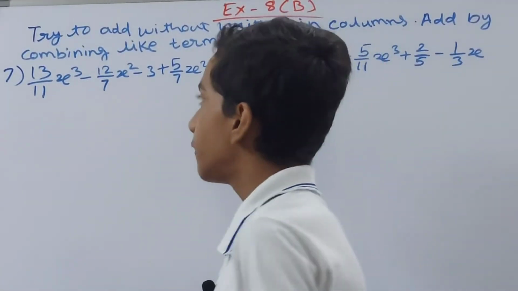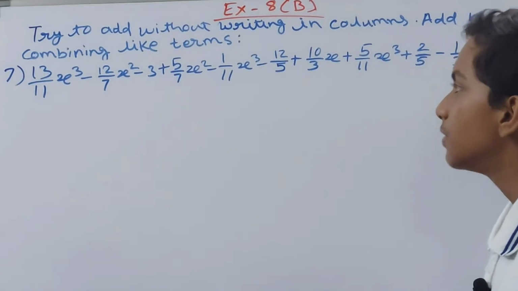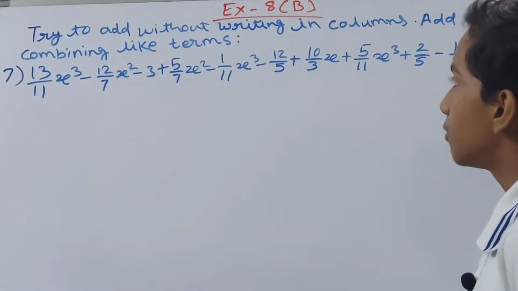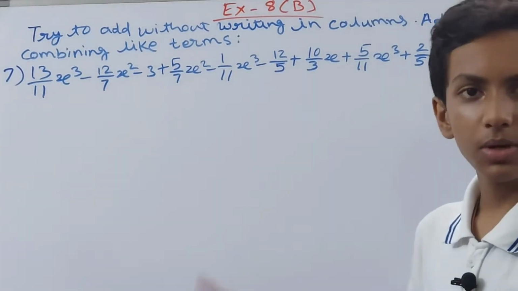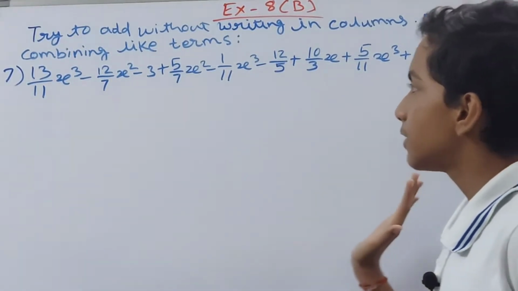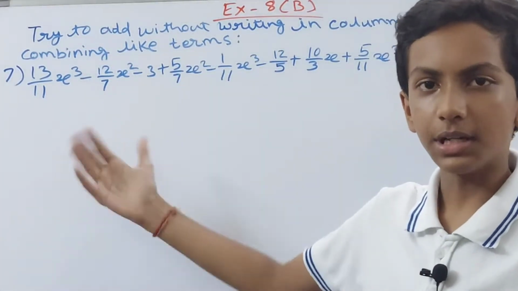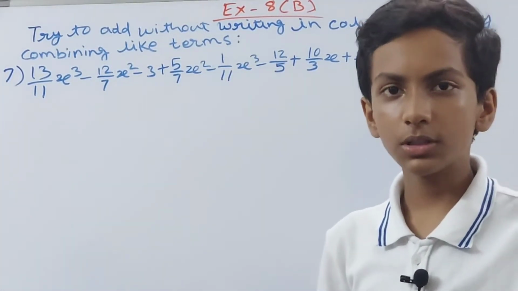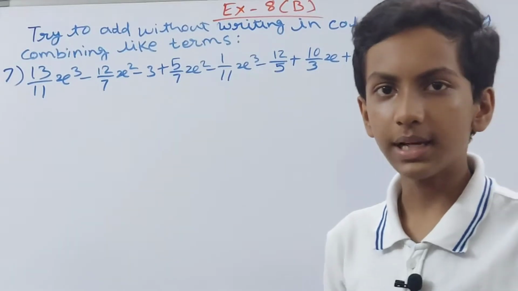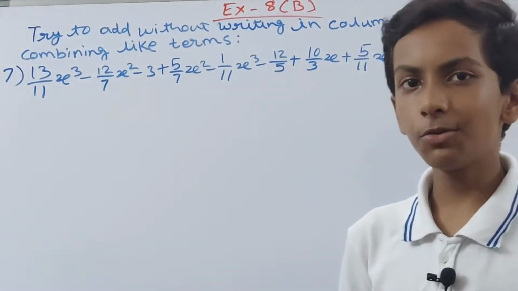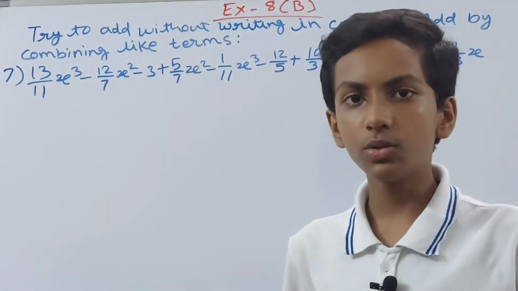Now moving on, we have this 13 upon 11x cube minus 12 upon 7x cube minus 3 plus 5 upon 7x square, and so on, right? So we read the rest of the part. Now you see that all of these terms have different degrees. Not all, but some of the terms have different degrees. One has 3, one has 2, and the other has 1. So like this we have to rearrange them according to their degrees only.